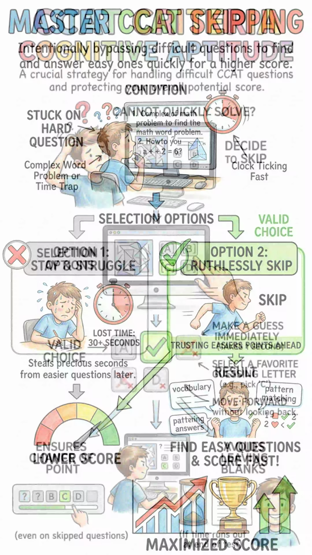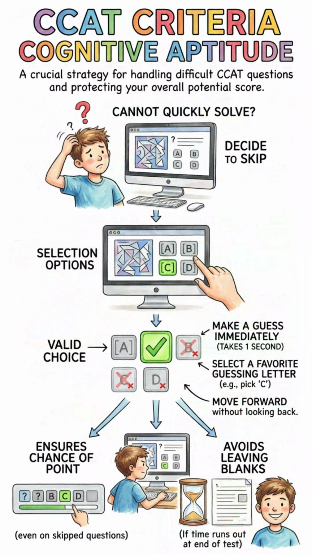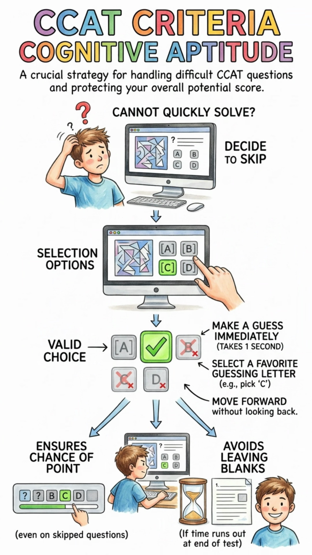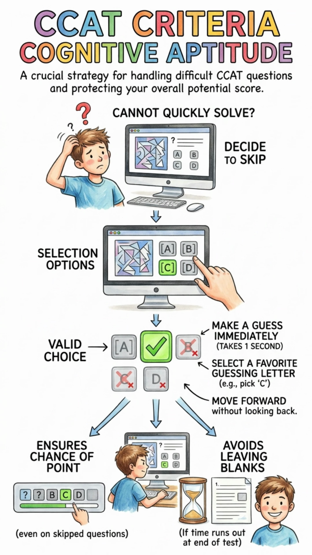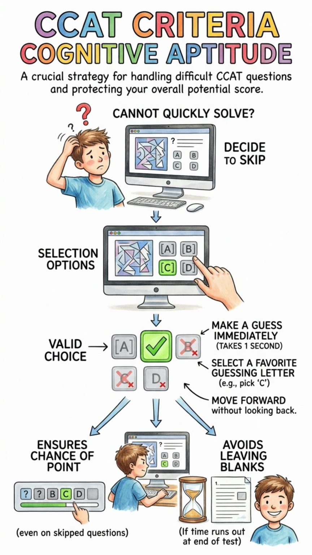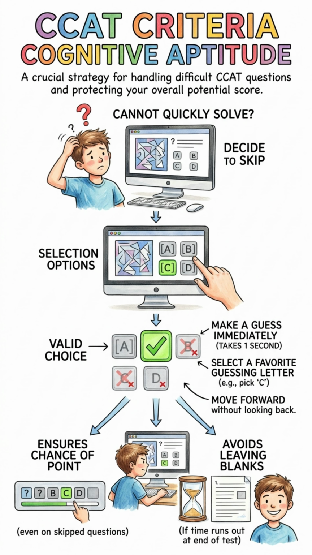When you decide to skip a question, you must still apply the guessing rule immediately before moving to the next screen. Take 1 second to select a random answer choice, ideally your favorite guessing letter, and then move forward without looking back. This protects you in case you run out of time at the very end of the test and cannot navigate back to fill in the blanks. By guessing as you skip, you ensure that every single question you pass has at least a chance of earning you a point.